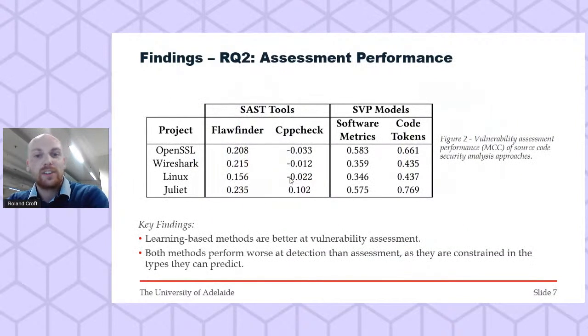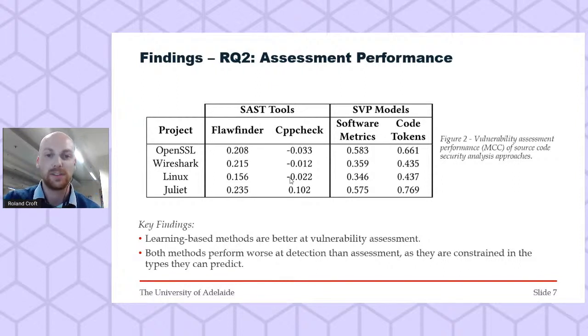Now, for our second research question, we again compare them, except for their ability to classify the type of vulnerability. Again, we see the learning-based methods are much more accurate. However, for this one, both approaches actually perform worse than they did in the previous detection task. This is because both approaches are constrained quite heavily in the types that they can predict.